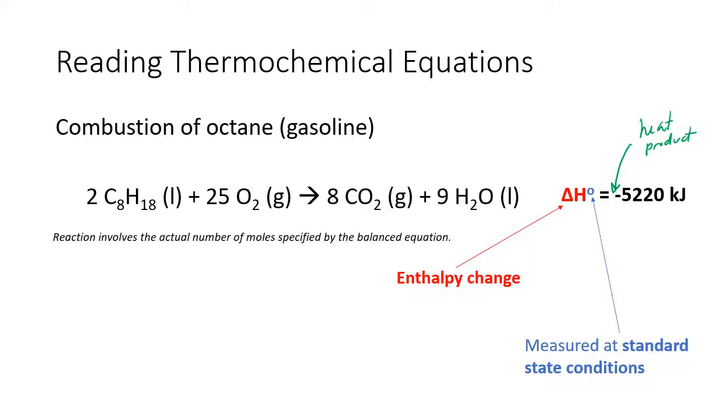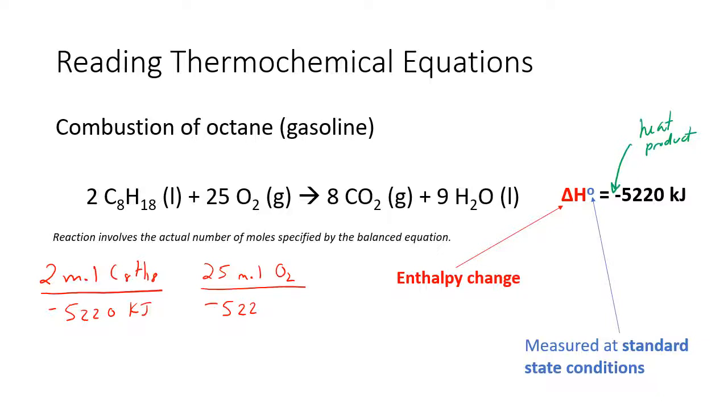The reaction listed involves the number of moles specified by the balanced chemical equation. Therefore, what that means is only when 2 moles of octane, C8H18, are combusted is 5,220 kilojoules of heat released. Or when 25 moles of oxygen are used in this reaction, then and only then is 5,220 kilojoules of heat released.